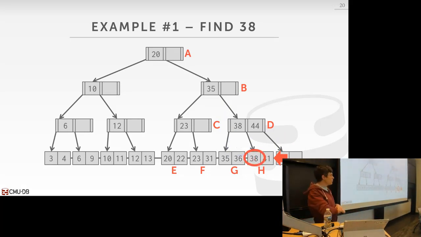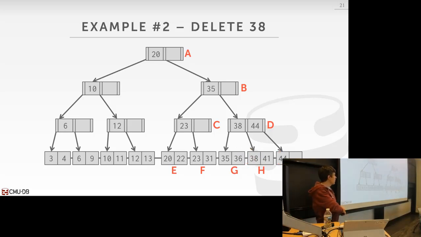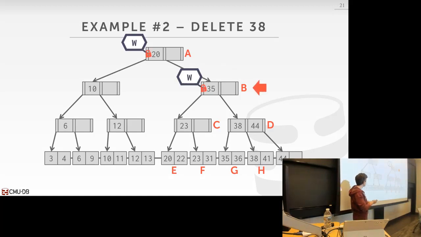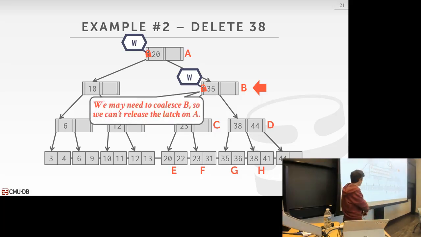Let's see now if we want to do a delete. I start off with the write latch on the root. I come down to B after I acquire the write latch. Now at this point, is it safe for me to release the latch on A? No. Why? Because I only have one key in B, and I don't know what's below me yet. I'm doing 38, so I'm going down here. I don't know what these other nodes look like yet. If I do a delete and I have to do a merge and remove this key, now I have to make a change up to A. So in this case, we have to hold the latch on A.